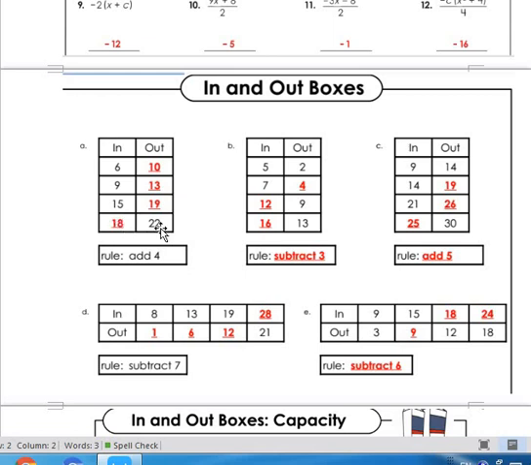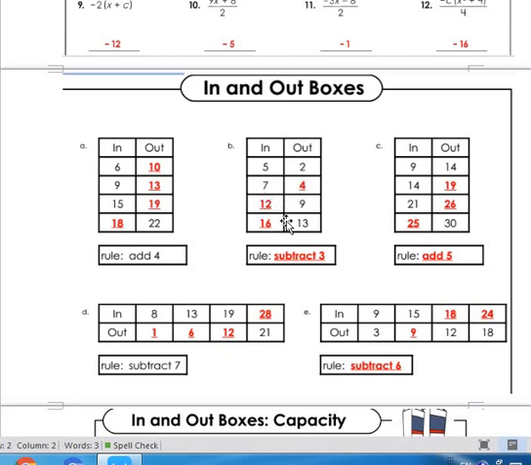So 22, here which number plus 4 gives you 22? So I'm going to subtract 22 minus 4. Subtract 4 from 22, that gives you here 18. In and out, here he wants me to find the rule. Okay, 5 gives me out 2. What did I do to 5 to give you 2?